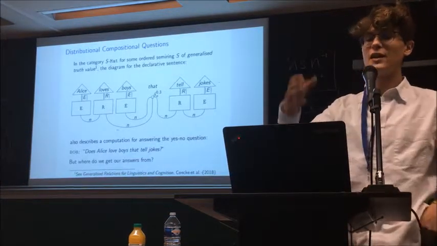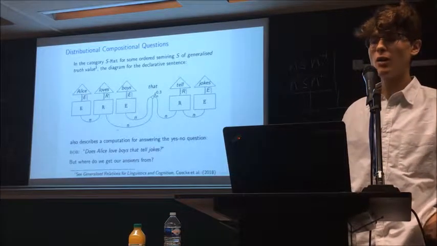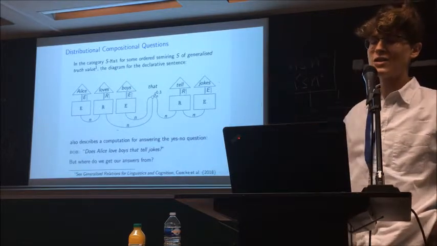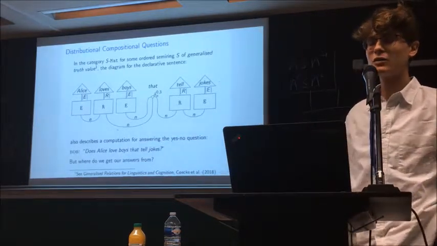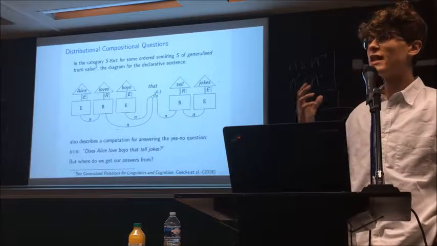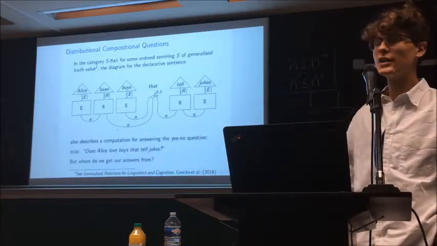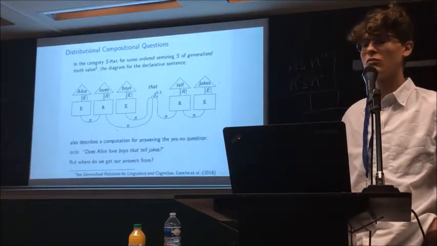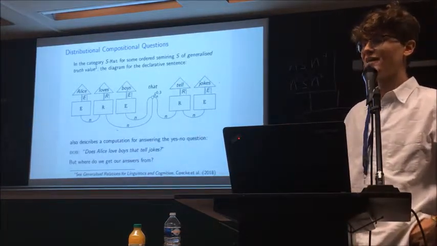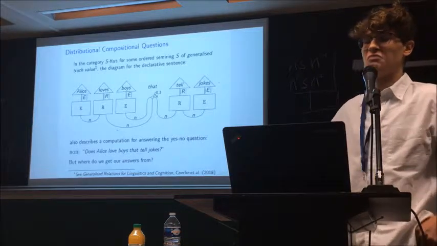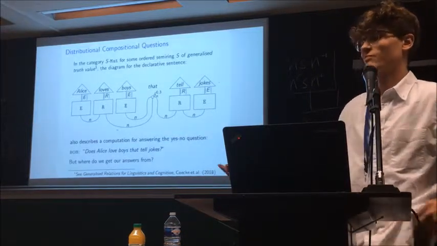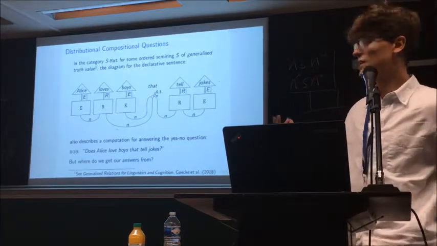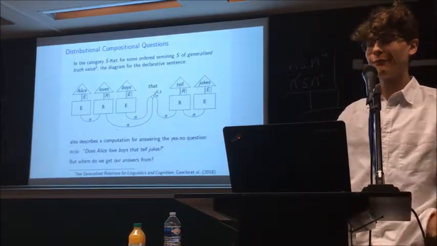So the idea is that if you compute this diagram, so if you take from top to bottom the utterance, then the encoding for that utterance, then the grammatical reduction, you get the meaning of the sentence, but you also get a way of computing the answer for the corresponding yes-no question. So Alice loves boys that tell jokes is true if, for the question "does Alice love boys that tell jokes", the answer is yes. So next step is where do we get the answers from?